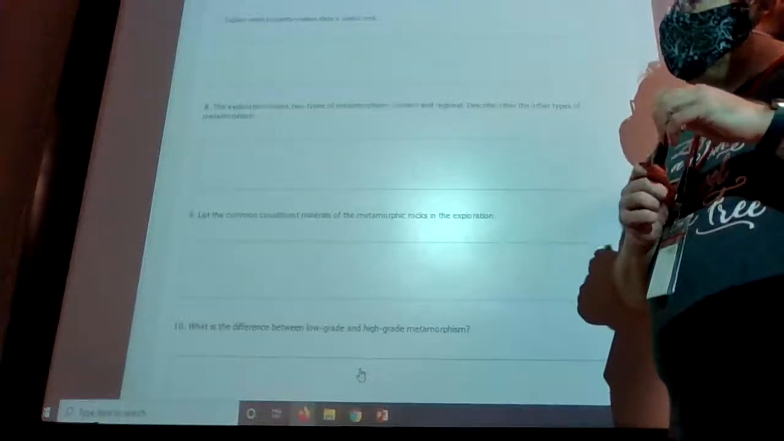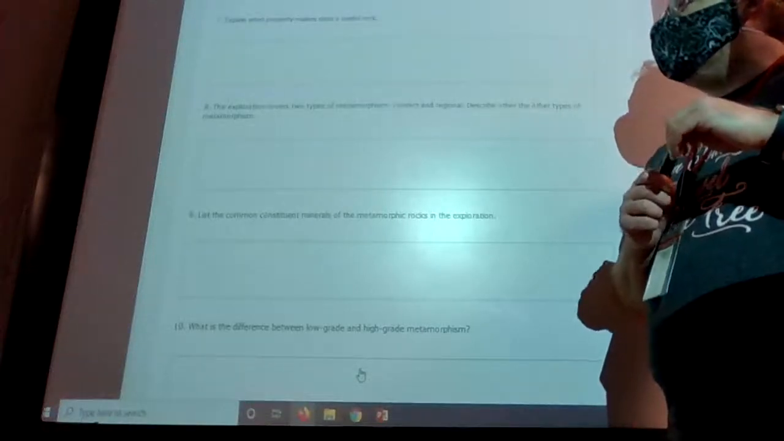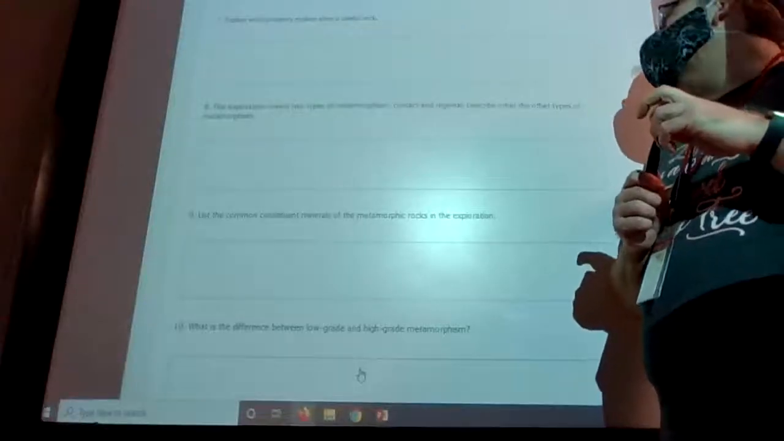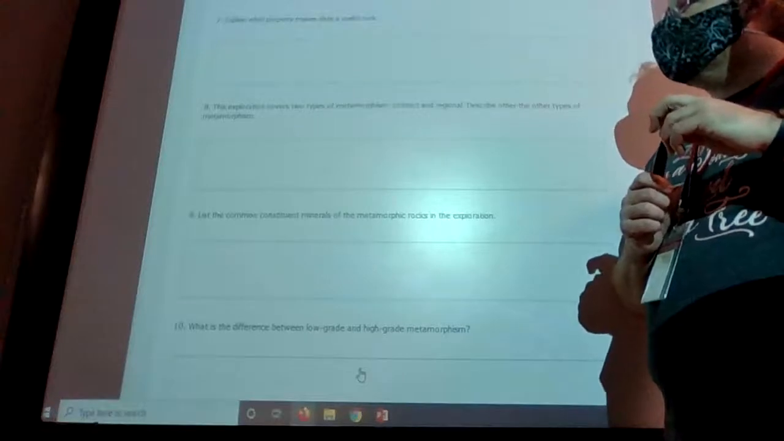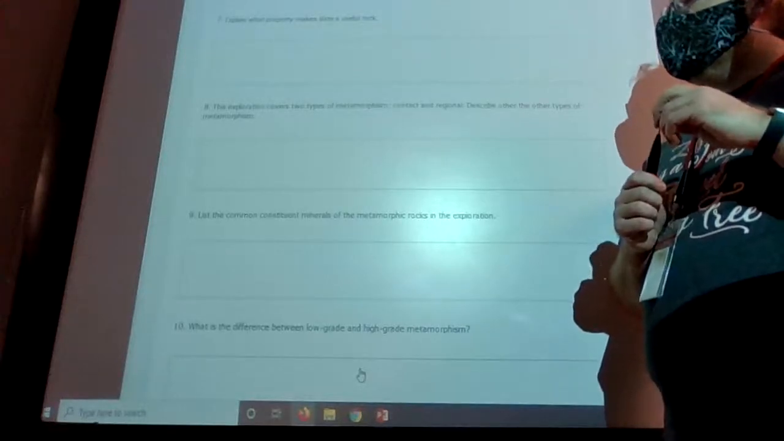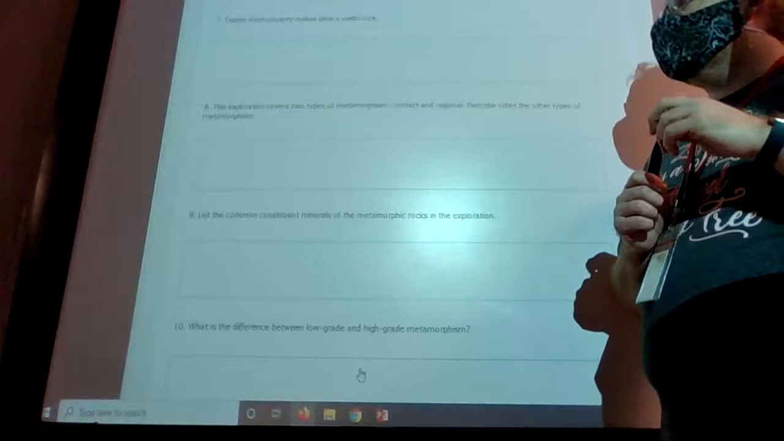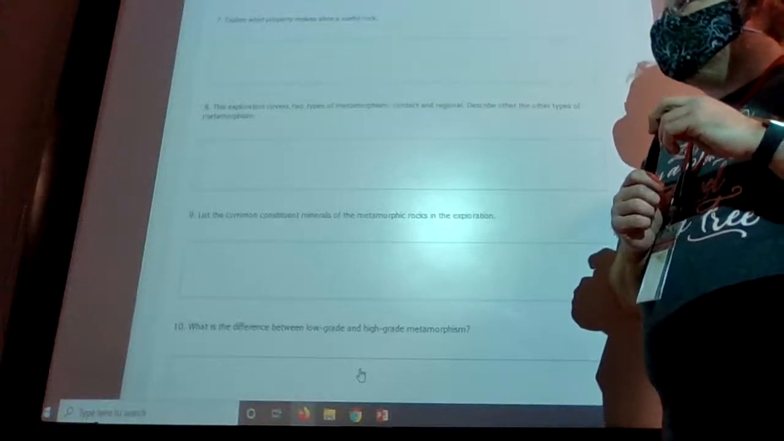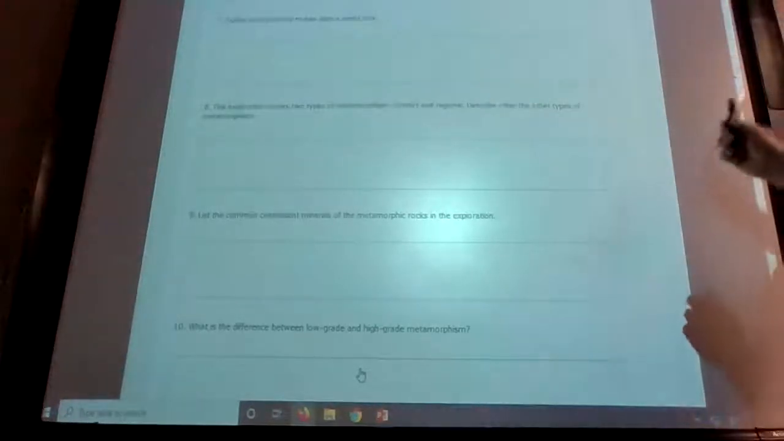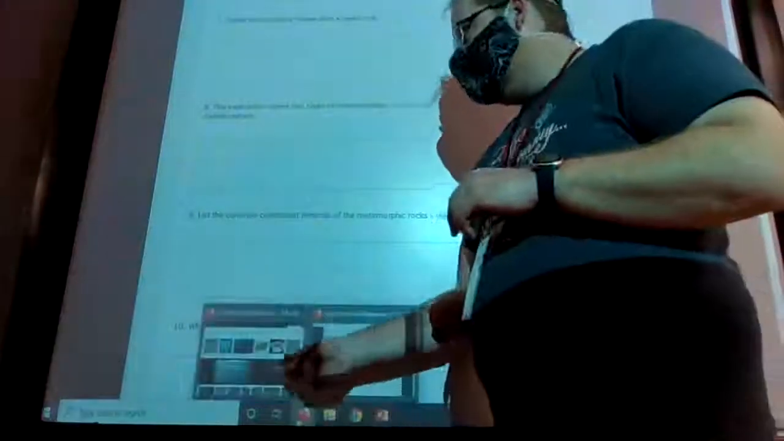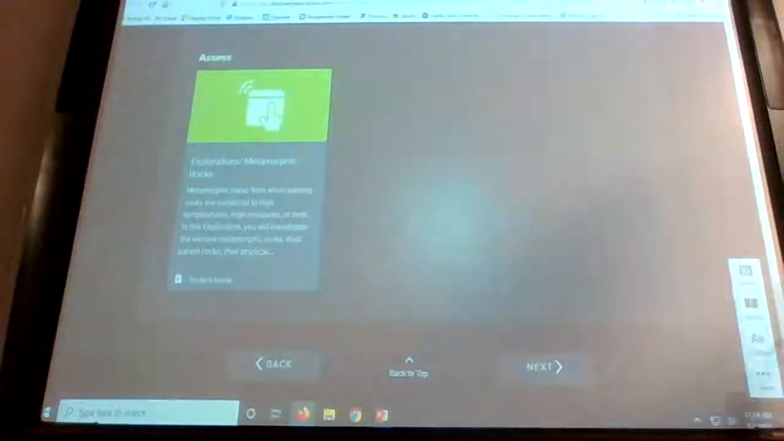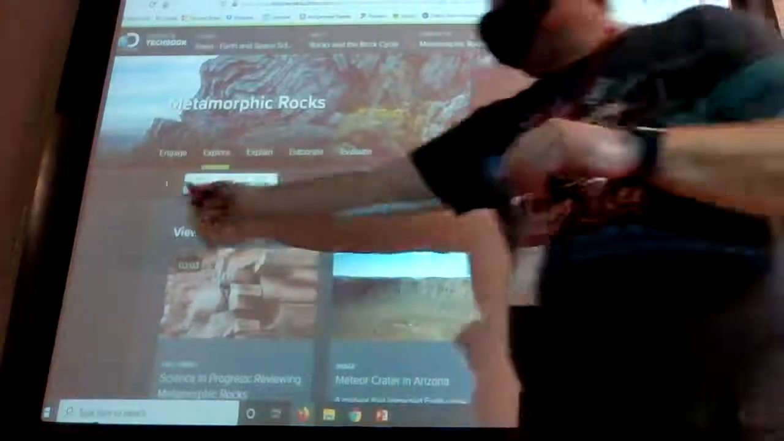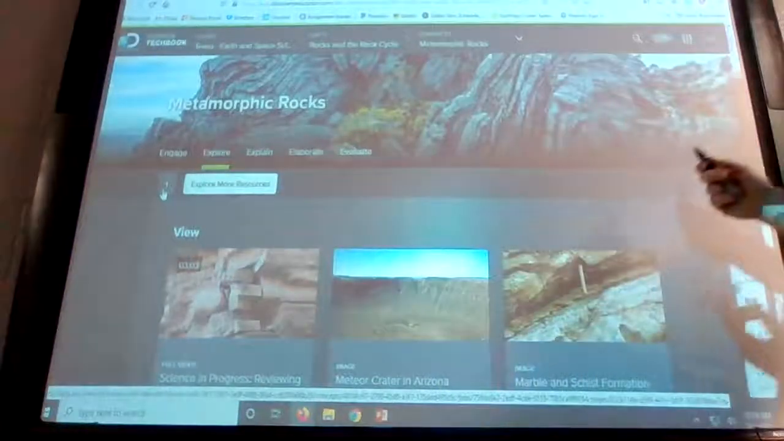So number 8, this exploration covers 2 types of metamorphism: contact and regional. Describe the other types of metamorphism. Like what? I don't know. I guess we should skip it. Contact or regional? What are they talking about? Let's see. No. Now I'm curious. I mean, we're not gonna go to the ends of the earth to find this answer, but what are the other types?